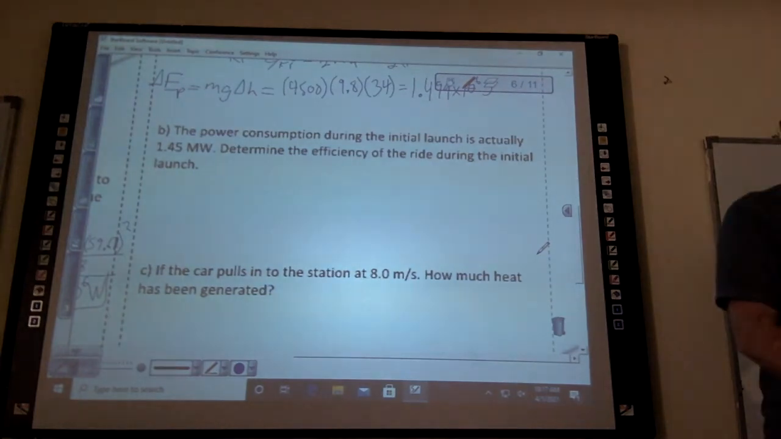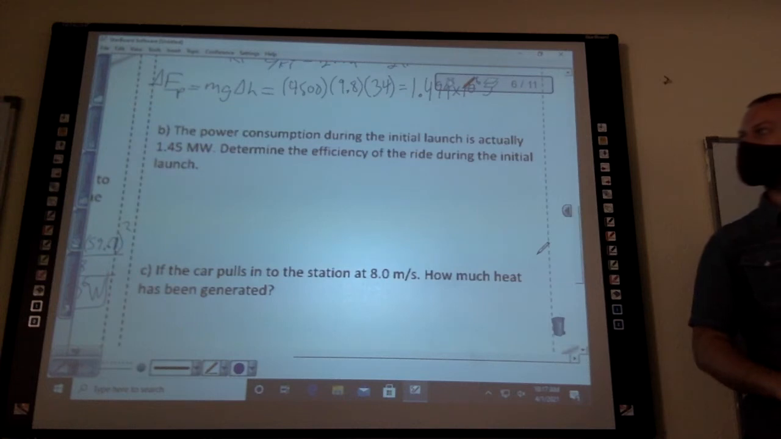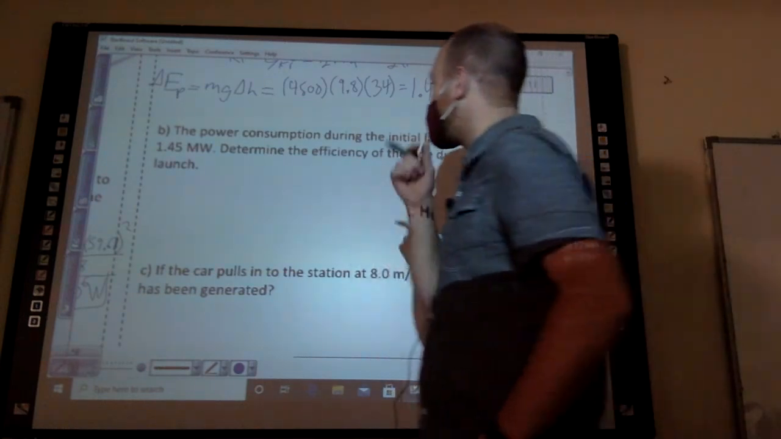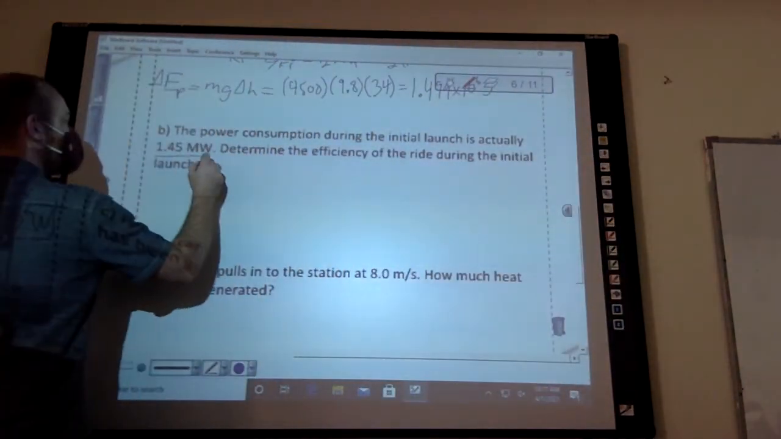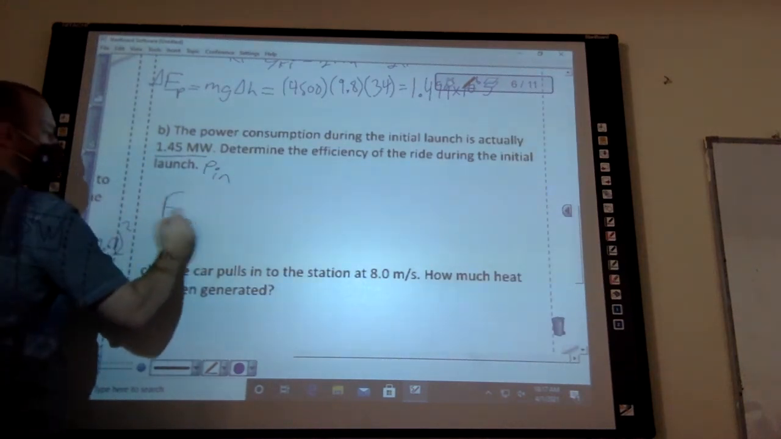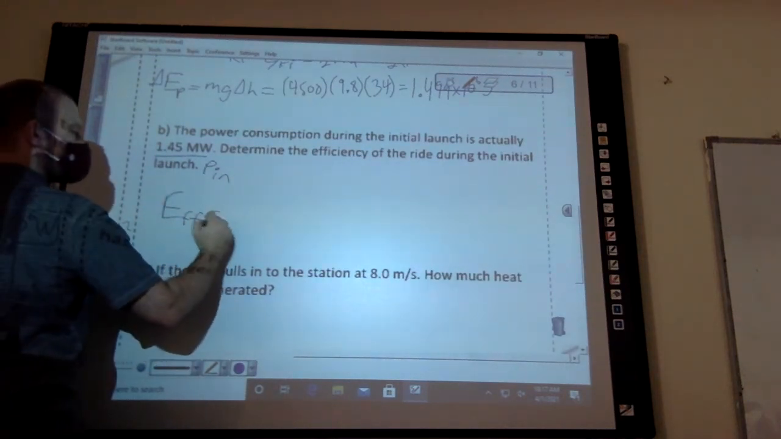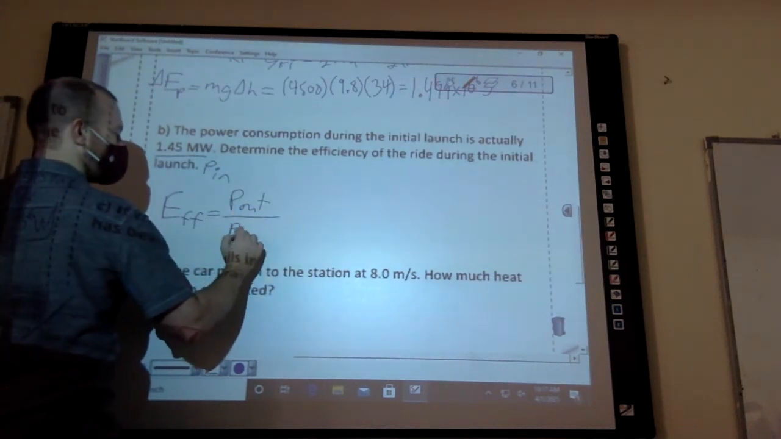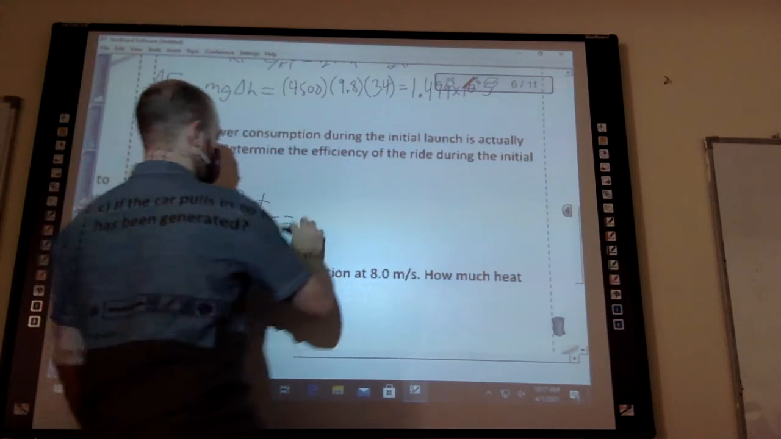So the actual power consumption, so the amount of power that was put into the system to get the car launched up to the top, was 1.45 megawatts. So we want to determine the efficiency of the ride. So efficiency, you have the equation. We're given the power input. We just calculated power output. Times 100, I forgot.